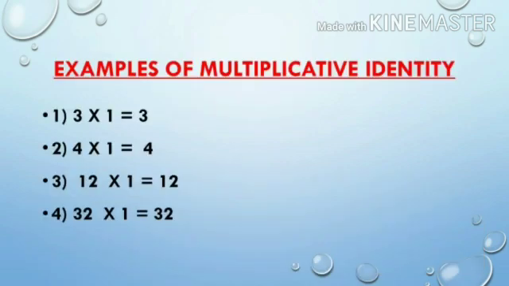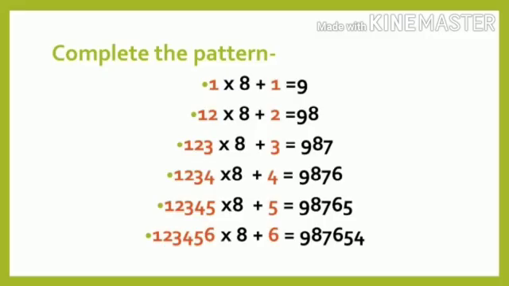Here are some examples of multiplicative identity. First example is 3 multiplied by 1 is equal to 3. Here 3 is a whole number and 1 is the multiplicative identity. So the result is 3. In the second example, 4 is a whole number and 1 is the multiplicative identity. And the result is the same number.